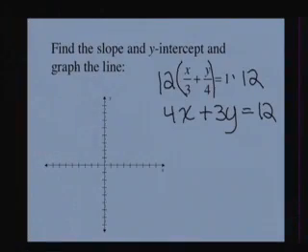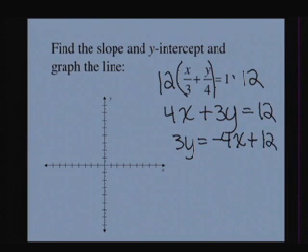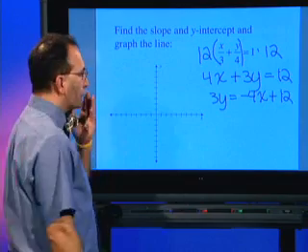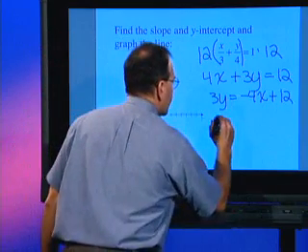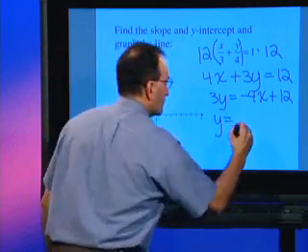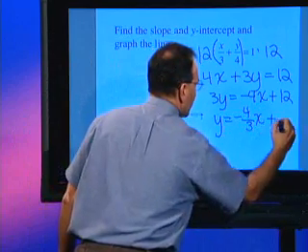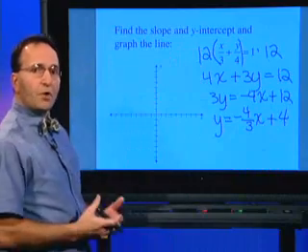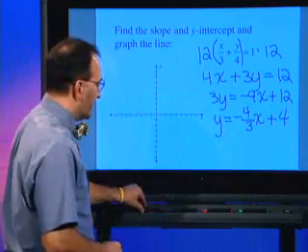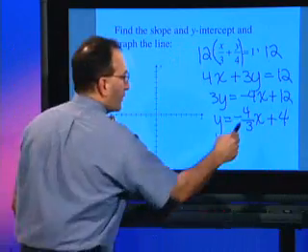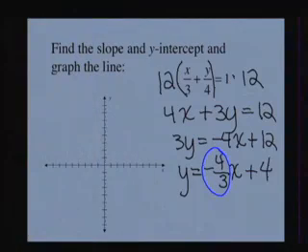Now I need to subtract 4x from both sides. So 3y equals negative 4x plus 12. And then finally divide both sides by 3. So y is equal to negative 4/3 x plus 4. Okay, so what that tells us is that our slope is negative 4/3 and our y-intercept is 4.